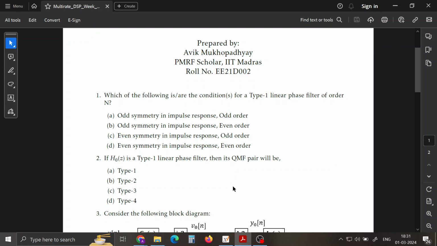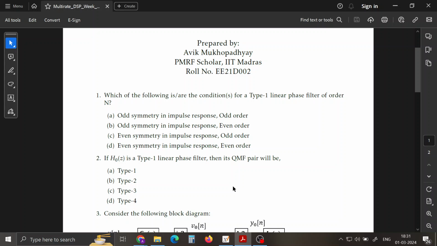Okay, but even if you do that, because H naught of n is originally a type 1, so it's even symmetric, even if you do this minus 1 to the power n times H naught of n, it still remains even symmetric. That's the point. And of course the order also remains the same, the order is not changed. You're just shifting your filter, that doesn't change your order. So the order as well as the symmetry of the impulse response both remain even, and it still stays as a type 1 filter. So we already have our answer, which is A.